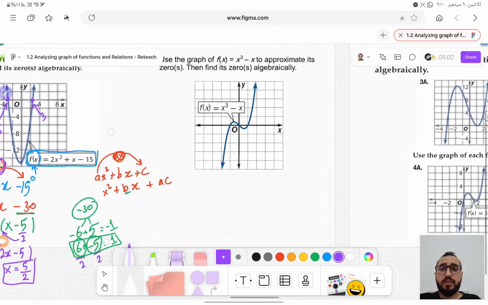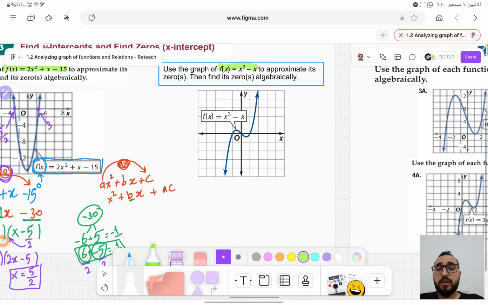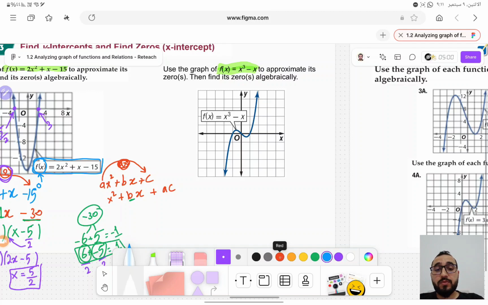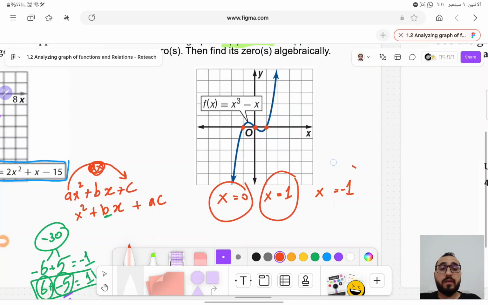Okay, now let's go to the next question. Here, if you look at this question, use the graph of f of x equals x cubed minus x to approximate. First thing, if you look at the graph, you can do this one using your eye, because the first x-intercept is x equals 0. If you use your eyes, this one is x equal 1. This one is also x equal negative 1. So we already know the 3 x's. Done. We find the answer.